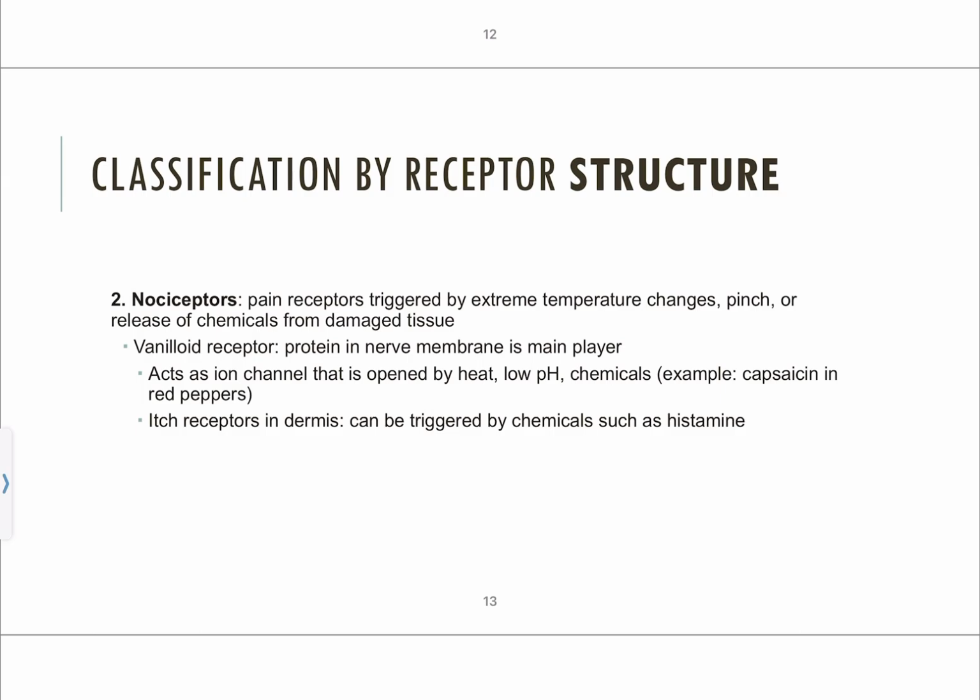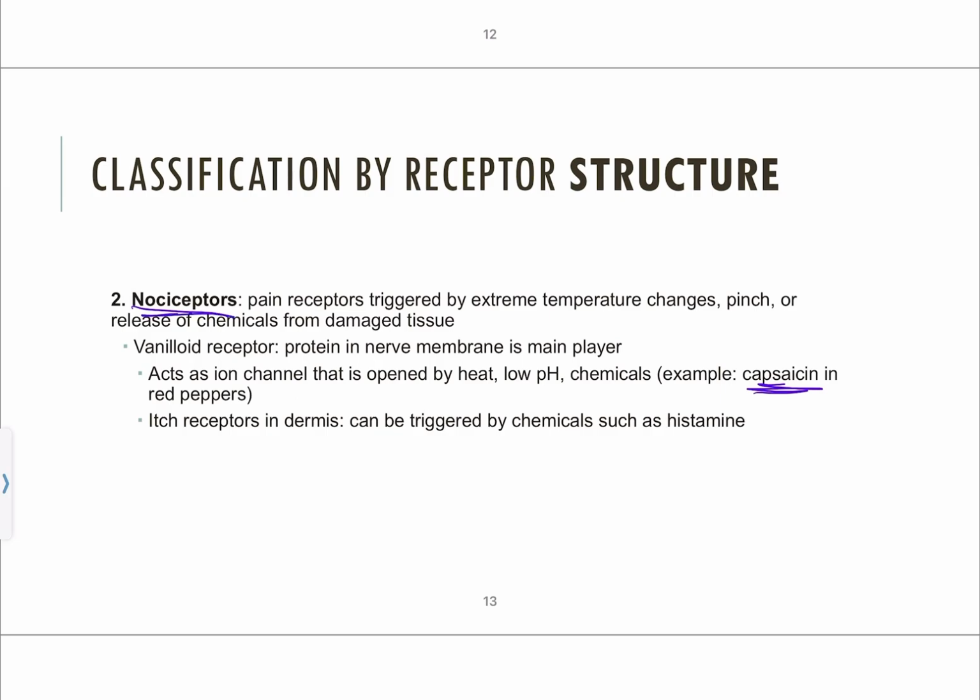One of the specific receptors or nociceptors is the vanilloid receptor, a protein in the nerve membrane itself, and this is one of the major nociceptors we have. This receptor acts as an ion channel, and things that trigger the channel to open include extreme heat, a low pH, which means something very acidic, and some chemicals. For example, capsaicin is in red peppers. So when you eat something really spicy and perceive it as pain, that's because of that chemical acting on a nociceptor.